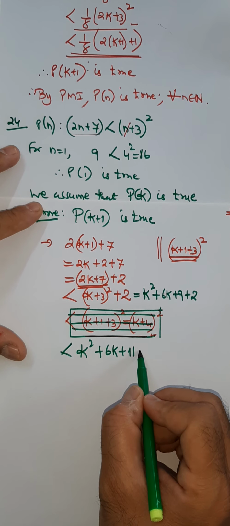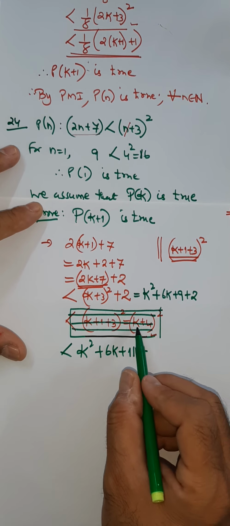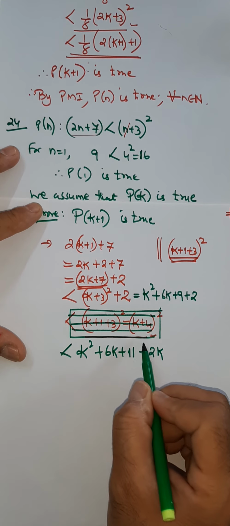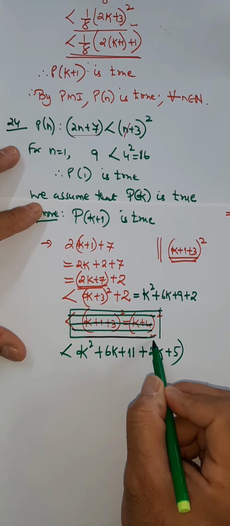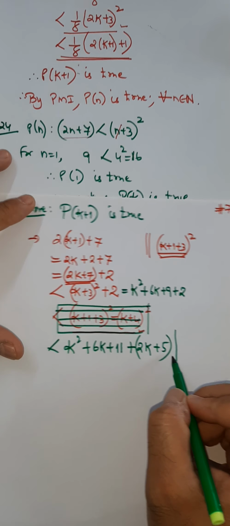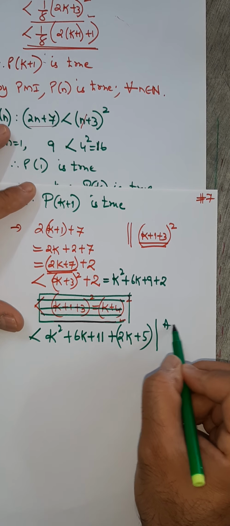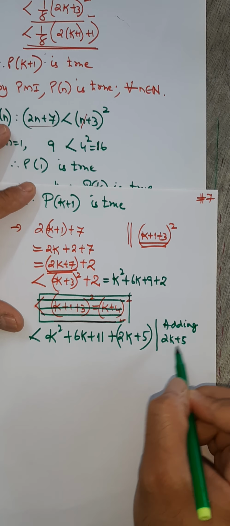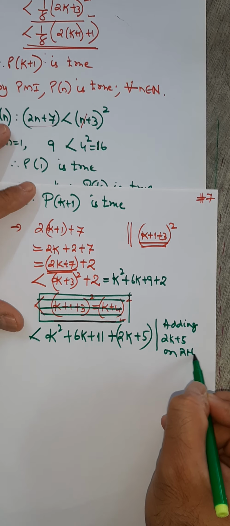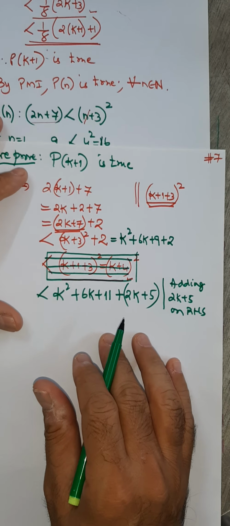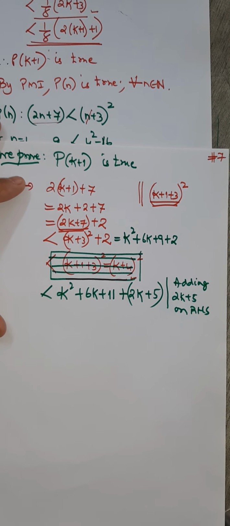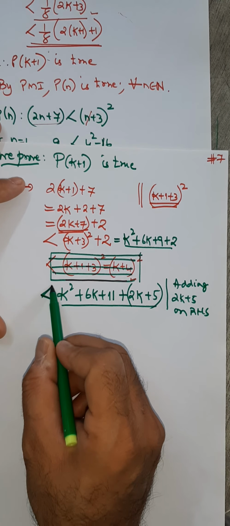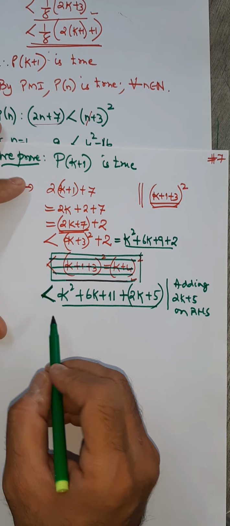To get this, I need this much extra, so I'll add this. How much I need to add? 2k and 16, so plus 5. I have added this much. So you can write here, adding 2k plus 5 on RHS, right inside. Remember, I have added, I have not subtracted, I am just adding. So this will be bigger than this, remember, that's why you have this inequality. You are not writing equality.